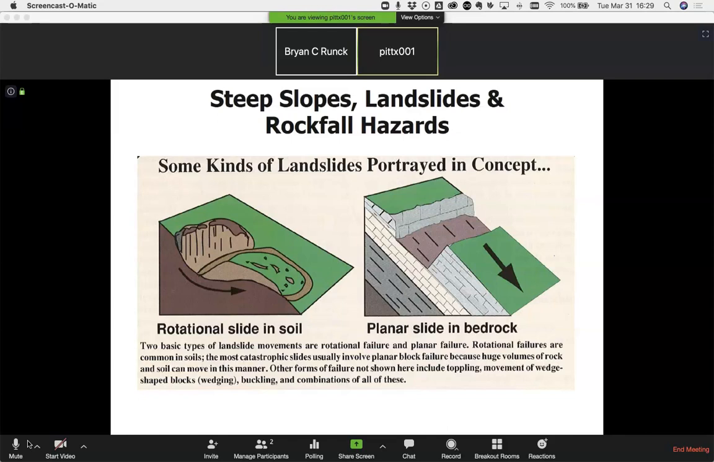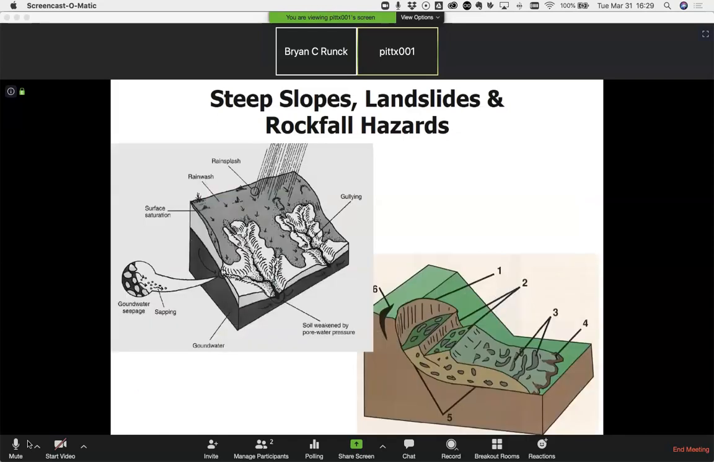The planar slides tend to be more characteristic of areas that have strong edges or surfaces in between one geologic formation and another geologic formation. The rotational slides tend to be more characteristic of unconsolidated material. We can see in the diagram on the lower right-hand corner a rotational slide where the slope has failed a couple of times and debris then is sliding down across the adjacent landscape.